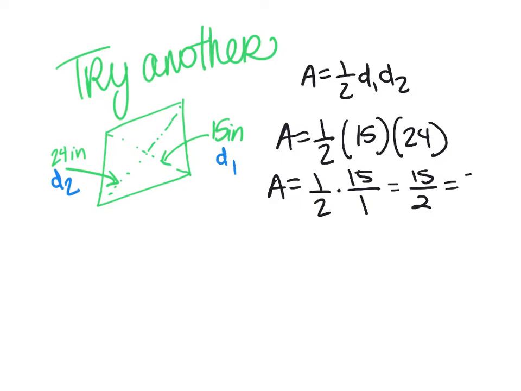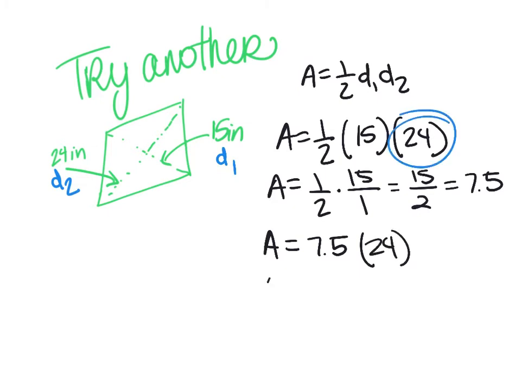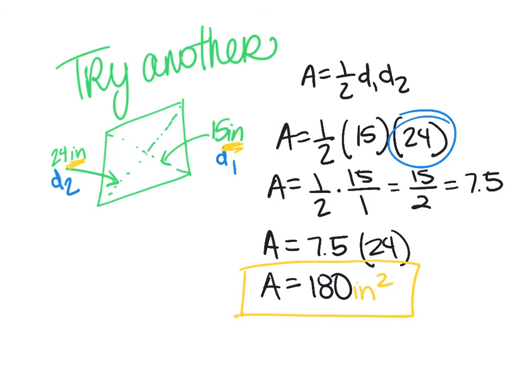And again, I'm left with a decimal at 7.5. That's okay though. I've solved the first part of my problem. So I'm left with 7.5 times diagonal 2, which was 24. When I multiply that out, I get area equals 180. Looking for my label, it was inches, and I'm going to square it. So area equals 180 inches squared, or 180 squared inches.